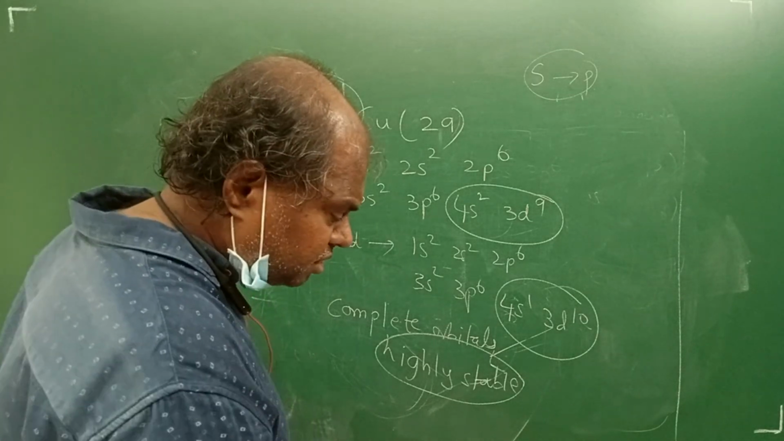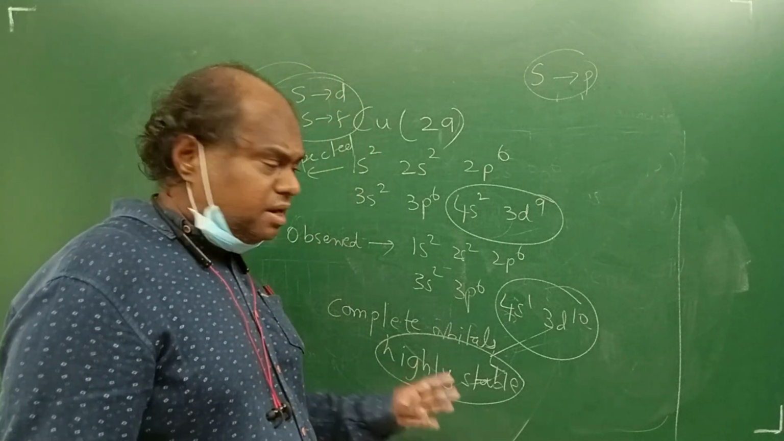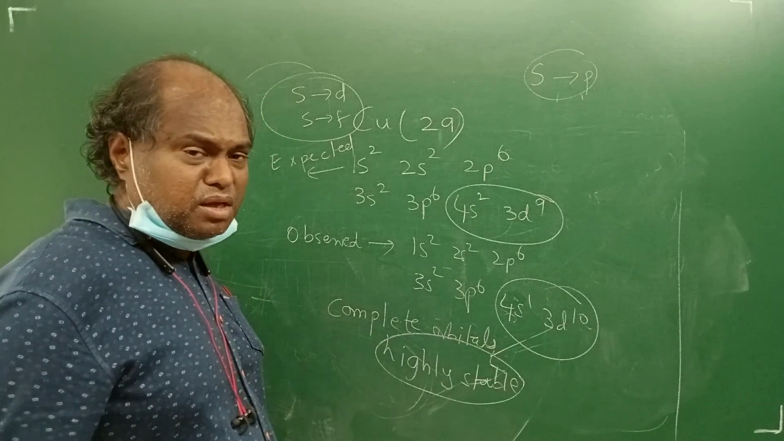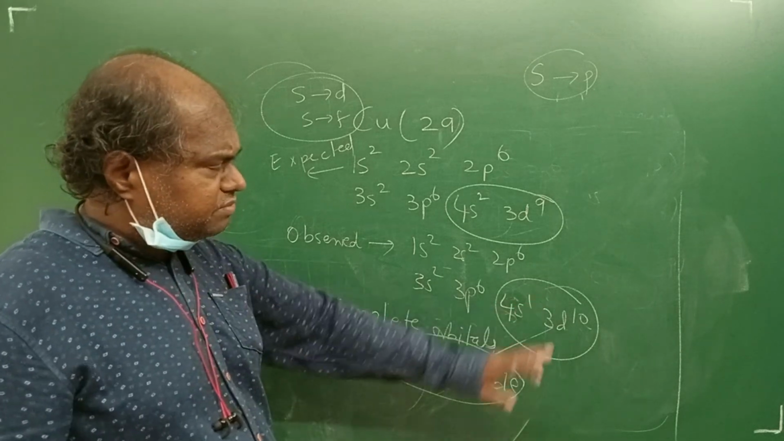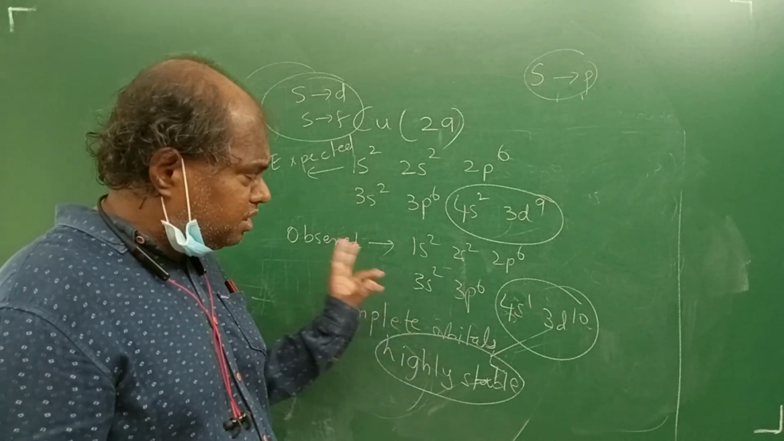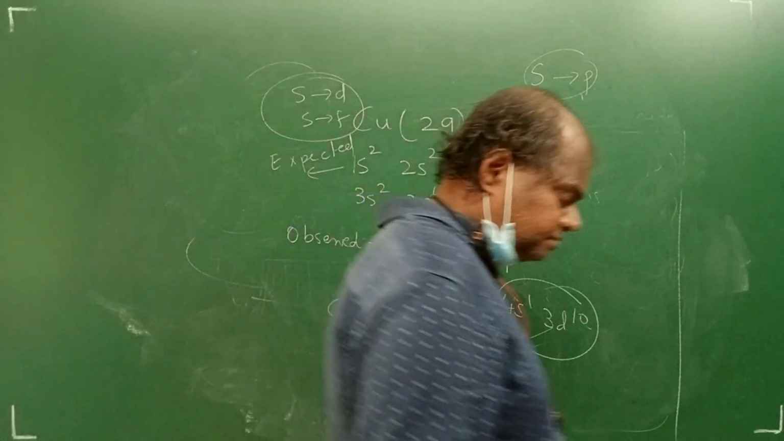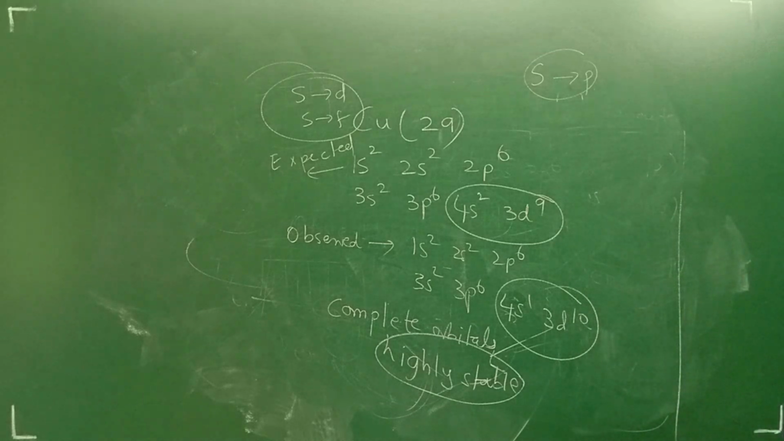So I want to summarize now. Half filled orbitals and completely filled orbitals are stable. That's the reason why you can do this shift, only for D block and F block. D and F block you can do it.